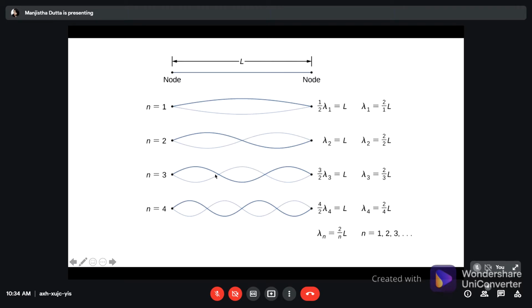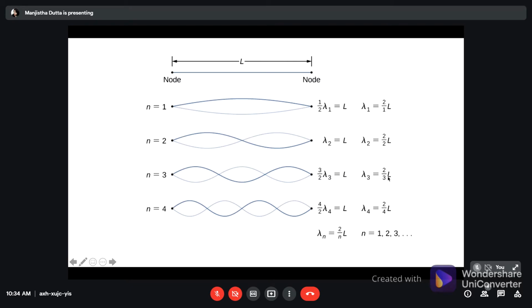If this type of waveform is created, we can see that two extra nodes arise in between the fixed ends, right? So this is the n equal to 3 mode, and we can see this is 1 lambda, and then this is half lambda. So total is 3 by 2 lambda. So 3 by 2 lambda basically represents the whole length.